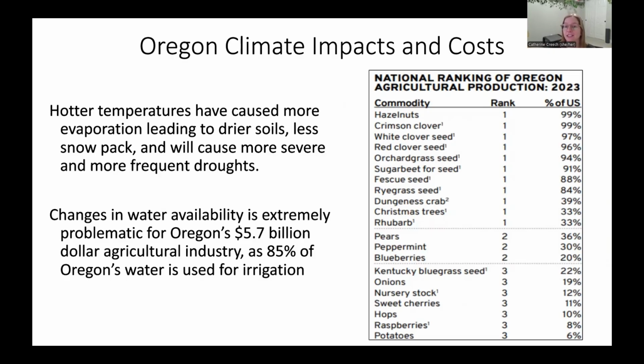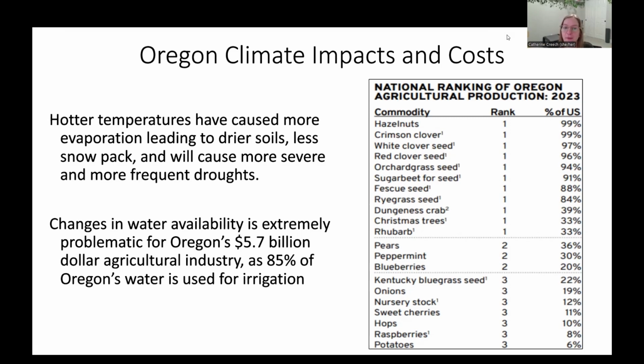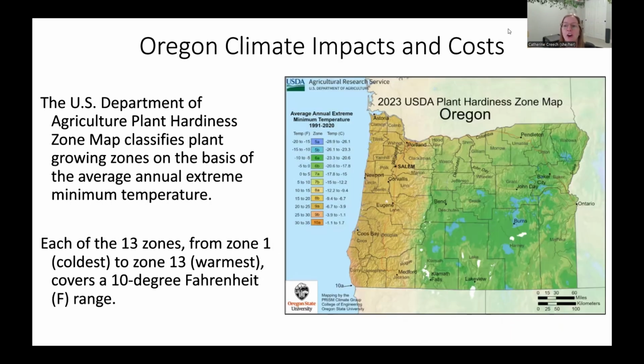Here I have a list of the national ranking of Oregon agricultural products in 2023. This is how much of that product our state produces for the United States. So 99% of hazelnuts and crimson clover come from Oregon. Now, this is important because not just do we make money, this is also livelihoods, this is cultural, there's a lot going on. And we can measure where we think plants are going to grow using something called plant hardiness zones.